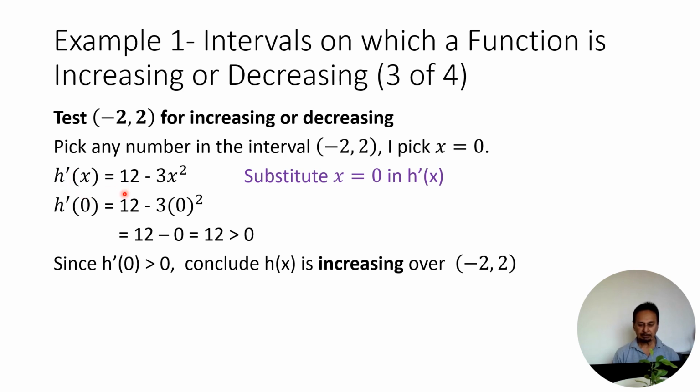h prime of x equals 12 minus 3x squared. So this becomes h prime of 0 equal to 12 minus 3 times 0 squared. So it's 12 minus 0 equal to 12, which is greater than 0. Since h prime of 0 is greater than 0, we can conclude h of x is increasing over minus 2 comma 2.